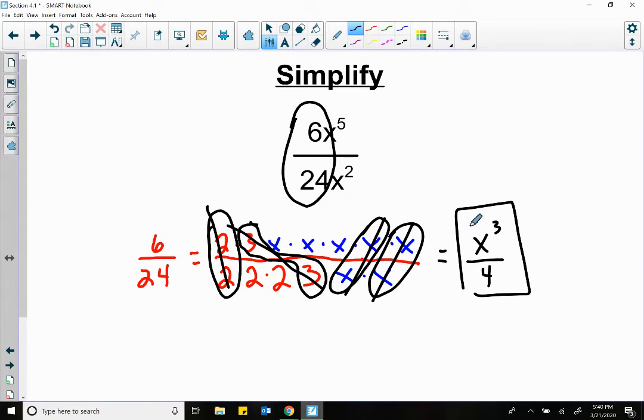There is an imaginary 1 in front of this x cubed. Now, when it comes to your variables, I call this a battle whenever I have variables next to a number like this.